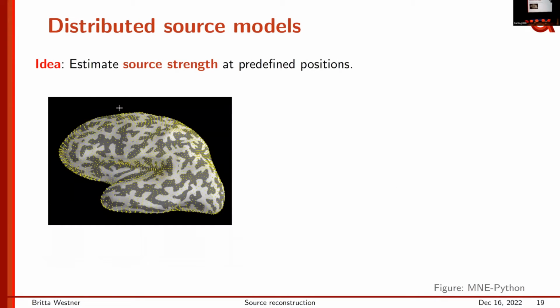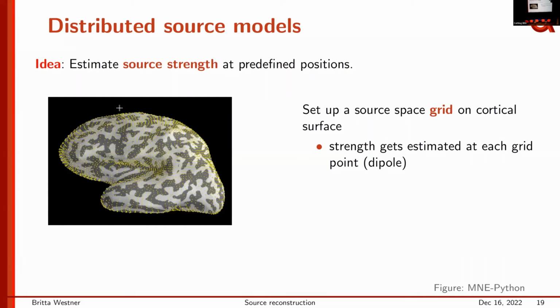So here is a model of what you start out with. This is your source model. So you say that all those yellow dots are points where you want to estimate source strength. Those are all basically candidate sources that you set up all over the surface of the brain. It's also sometimes called a source space grid, or in this case, a surface grid.